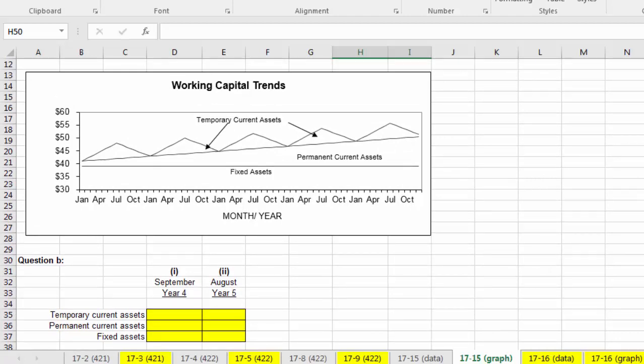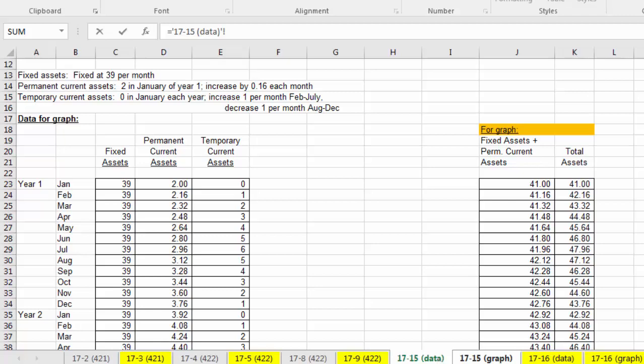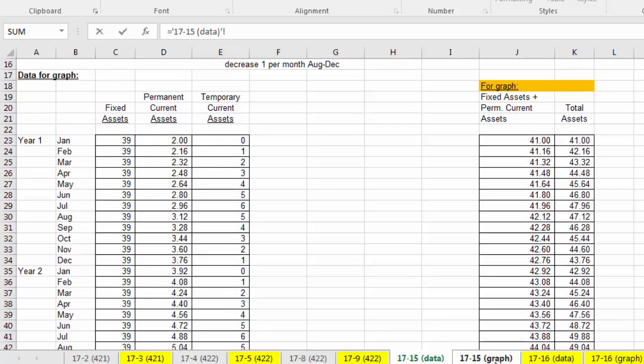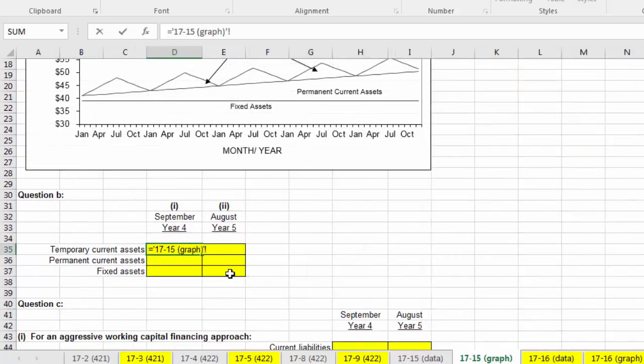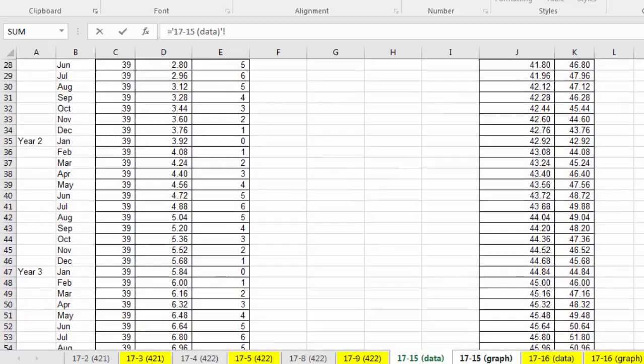B, calculate and identify on the graph the level of temporary current assets, permanent current assets, and fixed assets in 1, September of year 4. So basically, all we need to do there is say that, well, what does that equal? Equals, and then go back to the data part and find the value. And we just tag the value. The month of September of year 4. What am I looking for again? I'm looking for temporary current assets. Temporary current assets in September of year 4.